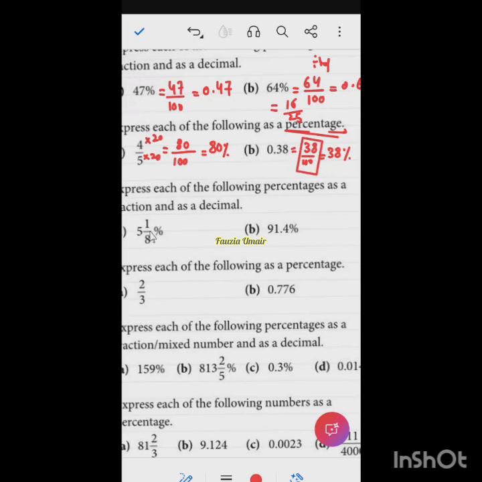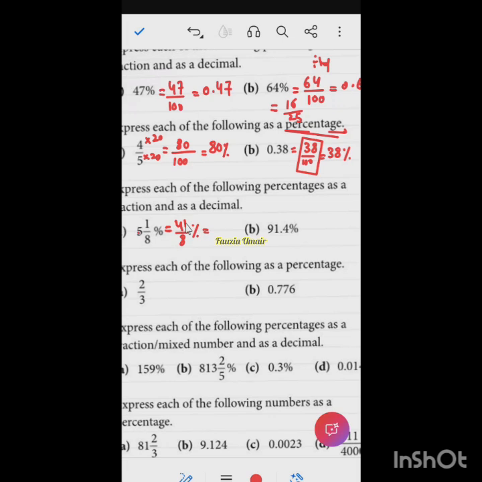Very good. So now the next question is, express percentages as a fraction and as a decimal. This time, this is a mixed number. We need to convert it into fraction and decimal. So what to do? Ma'am, change it into improper fraction first. All right. So 8 fives are 40 plus 1, 41 by 8%. So now we will just divide it.